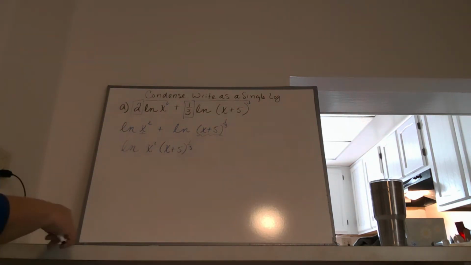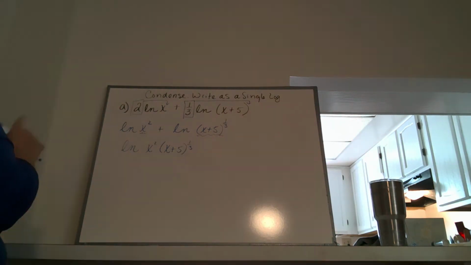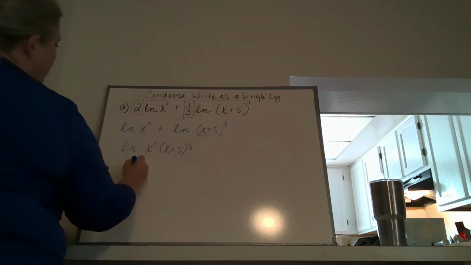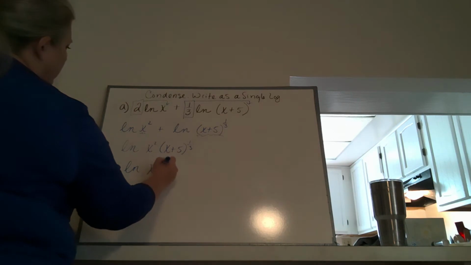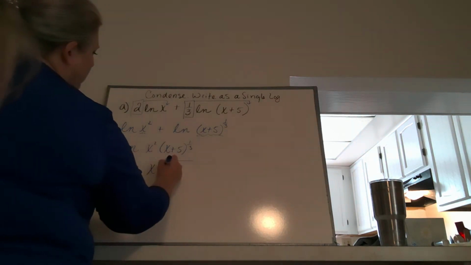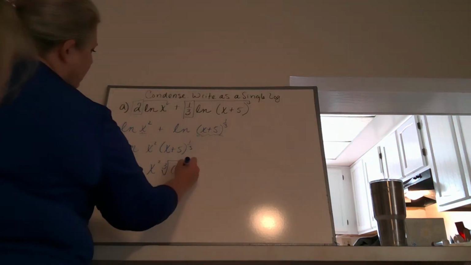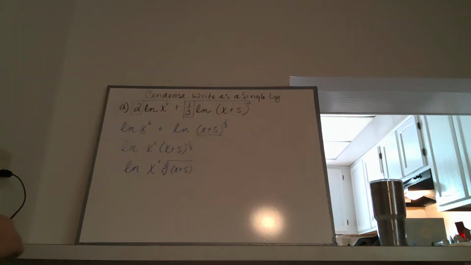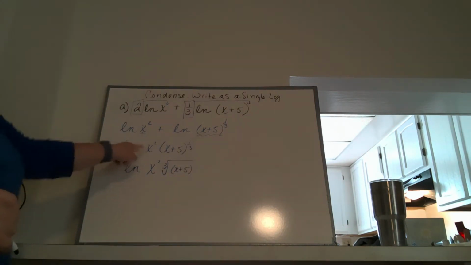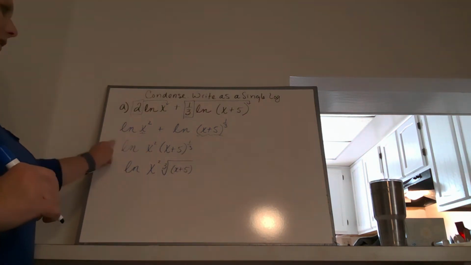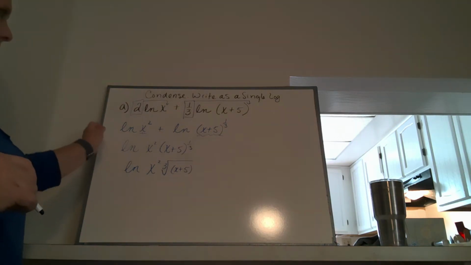At this point, I'm going to switch it to the radical form. So the natural log of x squared times the cube root of x plus 5. That would be your final answer. I would accept either one of these as a final answer. Either one would be fine.